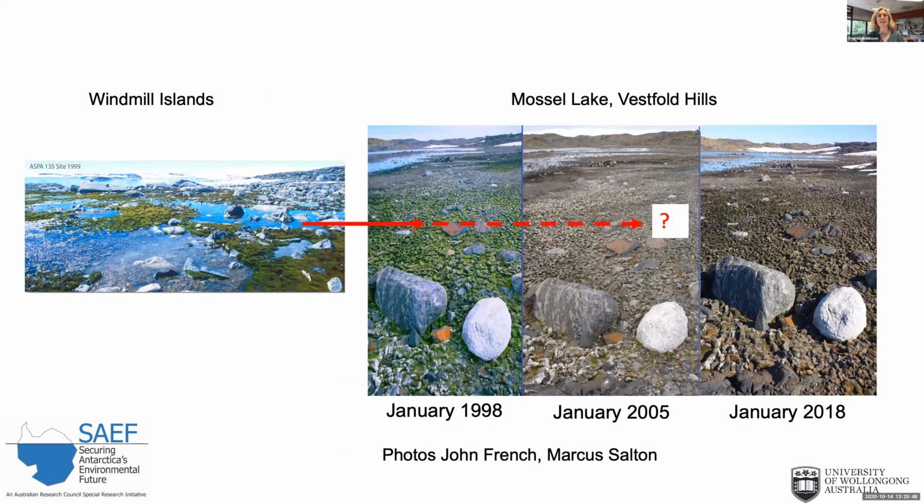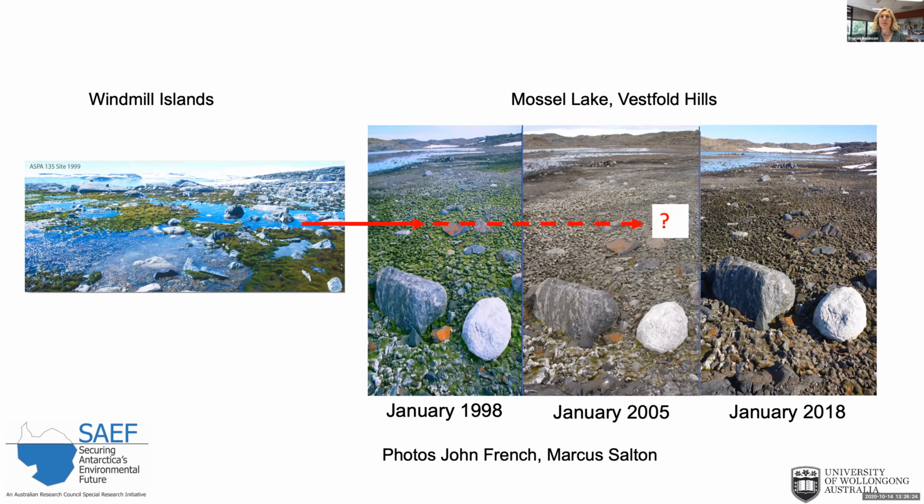The Windmill Islands still has quite a bit of water where the moss beds are. But if we go to the Vestfold Hills, which is thousands of kilometres to the west, where the Australian Antarctic Division are proposing to put the new airstrip, there we have a lake called Mossel Lake, and these are pictures taken from 1998 up till 2018, showing the moss going from quite green in 1998 through to greyer and browner over the next decade.